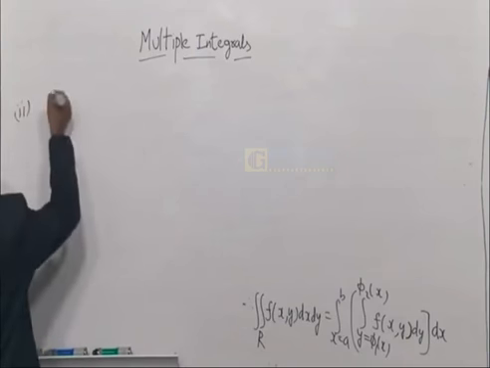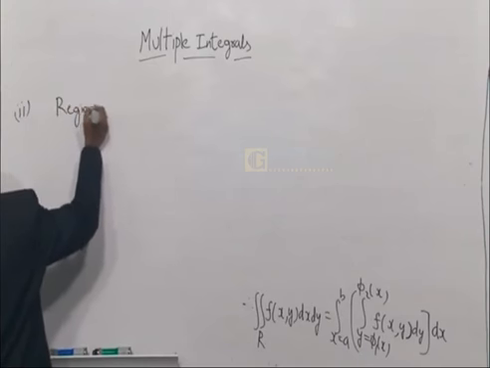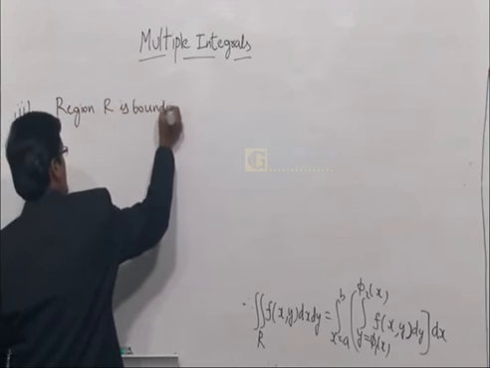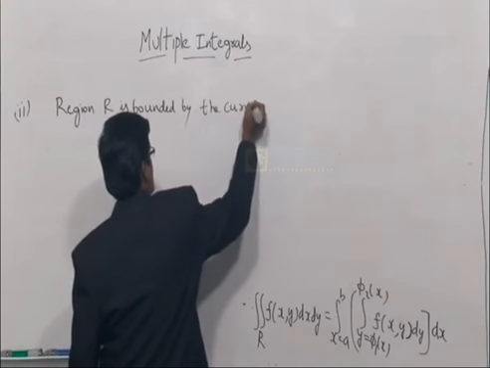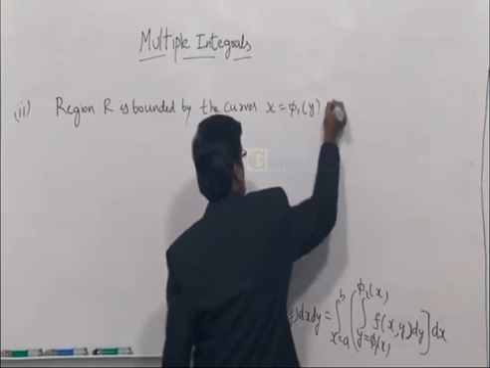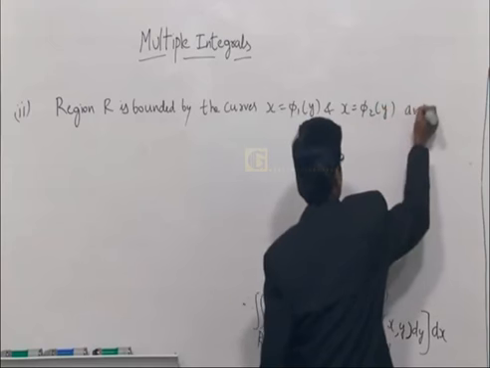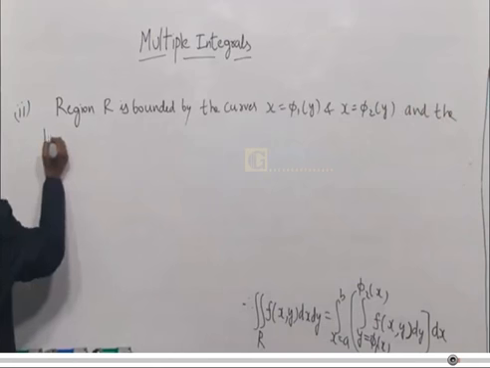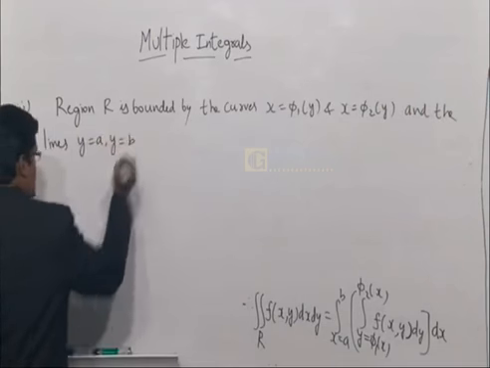Second case, region R is bounded by the curves x is equal to phi 1 y and x is equal to phi 2 y, and the lines y is equal to a, comma y is equal to b.